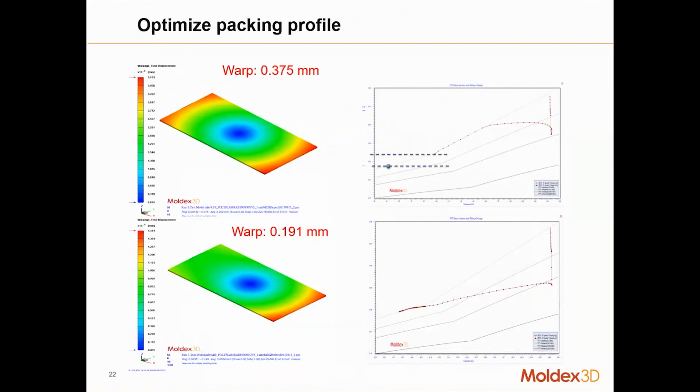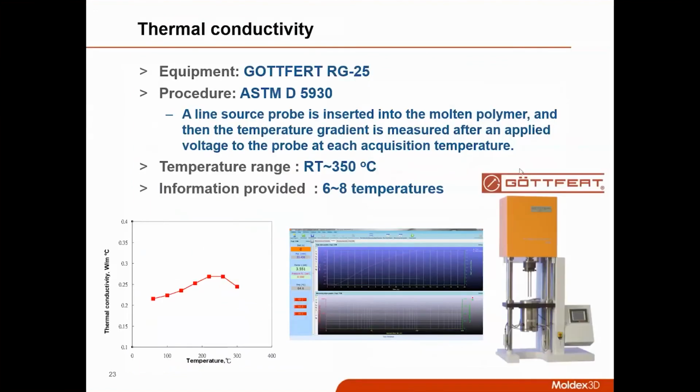And the optimized packing profiles are based on optimized PVT curves. For example, in the bottom figures, the optimized PVT curves give much better warpage predictions, whereas in the top figures, if we don't optimize, the warpage is quite high, because the PVT curve is not optimized in this case. This highlights the importance of having accurate PVT curves, so that when we run simulations, we can use them as a baseline to do the optimal packing. Okay. And thermal conductivity is also very important, but since I'm running out of time, I will just skip it.